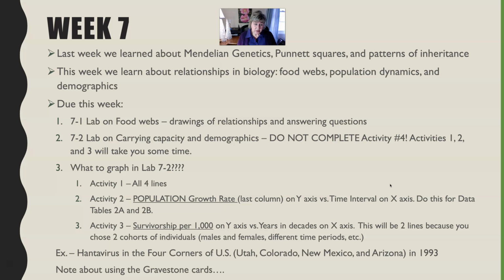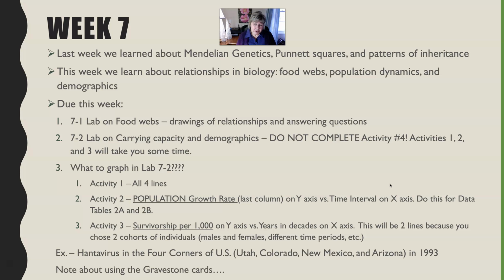Okay, so what is due this week? Lab 7-1. That's the drawing of your food web. And I'm going to show you a picture in just a second. So you're going to draw out a food web and answer some questions about food webs. That won't take you terribly long. This assignment has to do with the Everglades and organisms that are alive in the Everglades. And they're very specific ones that are listed out for you, and you're going to show some relationships between at least 10 of those different species.